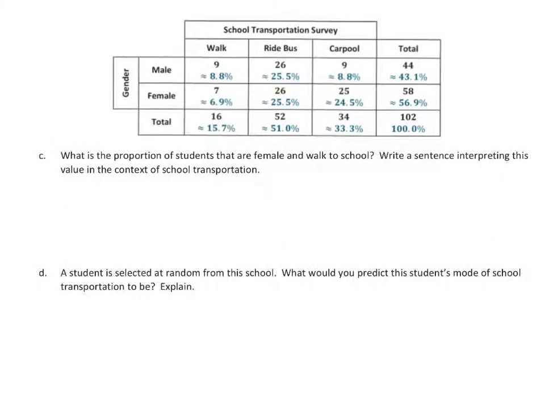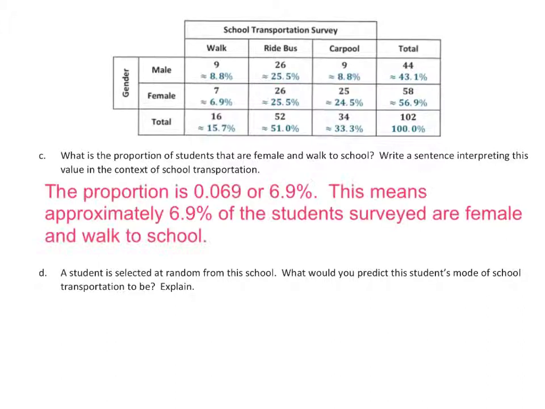Part C. What is the proportion of students that are female and walk to school? Write a sentence interpreting this value in the context of school transportation. The proportion is 0.069 or 6.9%. This means approximately 6.9% of the students surveyed are female and walk to school.